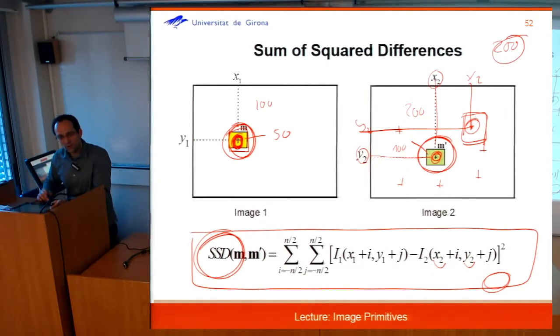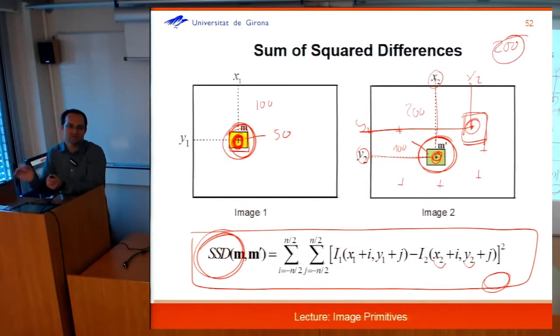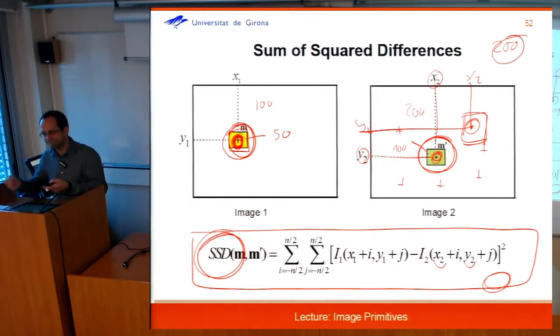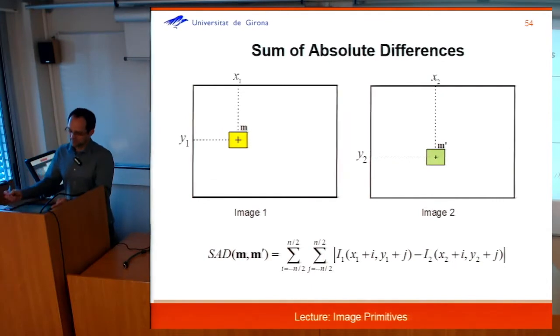Is this going to work if I have a rotation in the image? It's not going to work. Is it going to work if I have a scale change in the image? It's not going to work either. Okay? Maybe in some situations there's a patch that looks similar, but mathematically it's not the same. So it's not invariant to rotation, it's not invariant to changes in intensity, it's not invariant to changes in scale.